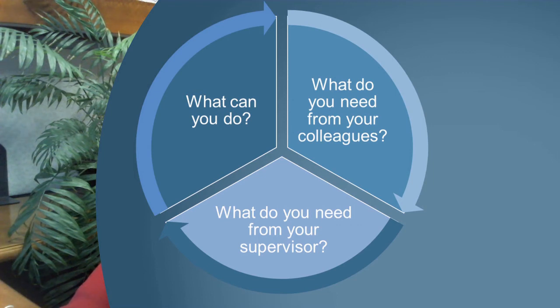These prompts are in your workbook with several lines for you to jot down a few things that you would like to commit to changing, and for you to think about, is it on the individual level? Can I get this from my colleagues? And what do I need from my supervisor?